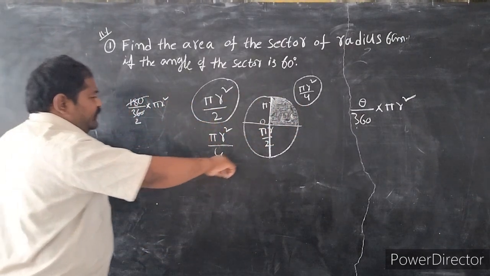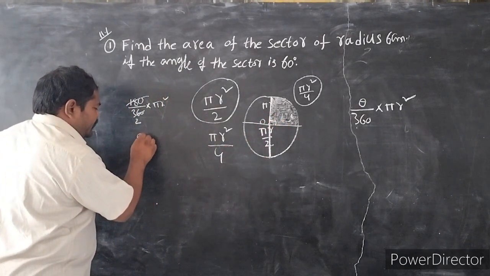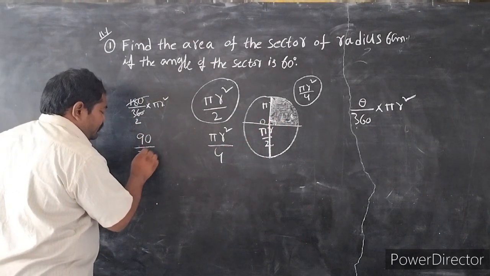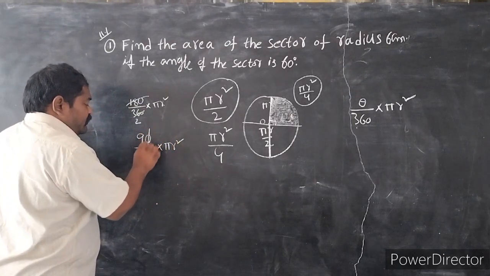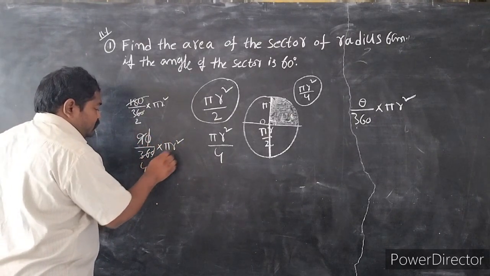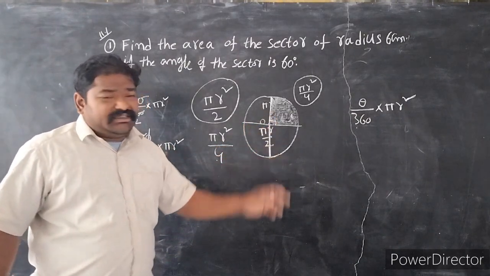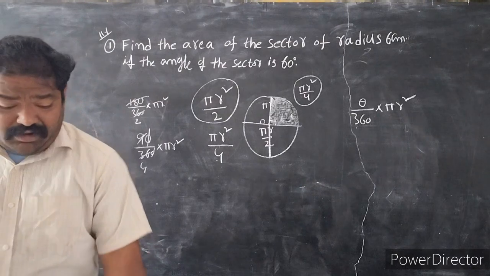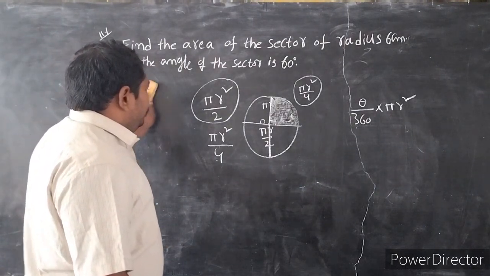Area of the quadrant: in any quadrant of the circle, it will have 90 degrees. Therefore, 90 degrees is the theta. Theta by 360 into pi r square. 0, 0 cancel, 9 1s are 9, 9 4s are 36. Therefore, pi r square by 4 is the area of the quadrant of the circle. Okay. Now, we are going to calculate the given question.